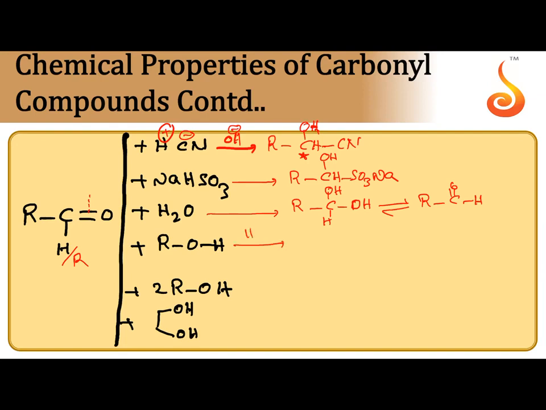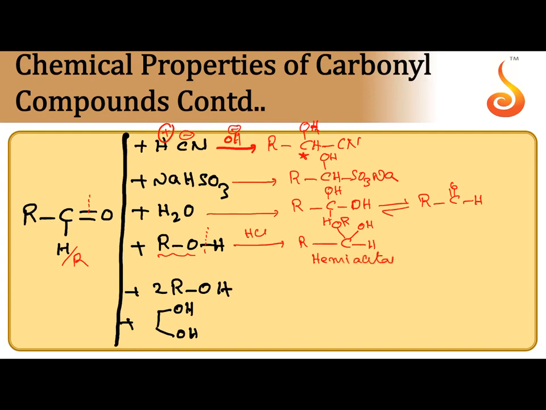Next, when alcohol is added in the presence of HCl, nucleophilic addition takes place. RO, through oxygen, attacks at the carbonyl carbon. CH with OR attached, and the double bond to O becomes a single bond, OH. So on the same carbon, the alkoxy group and OH are both present. This is called hemiacetal.